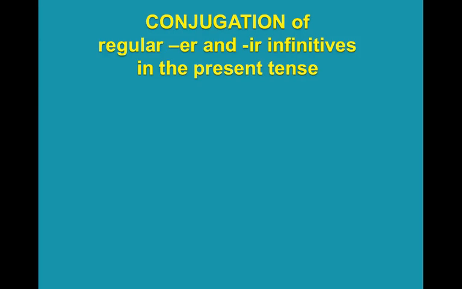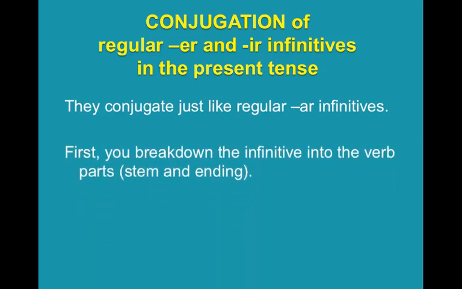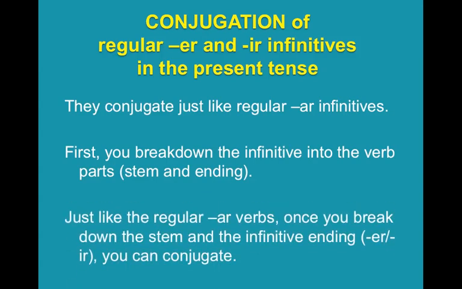So let's look at how to conjugate these verbs. First of all, this is good news. They conjugate just like regular AR infinitive verbs. First, you break down the infinitive into the verb and the parts. So you chop off that ending and you're left with the stem and the ending. And then just like the regular AR verbs, once you break down the stem and the infinitive ending, you can conjugate them.